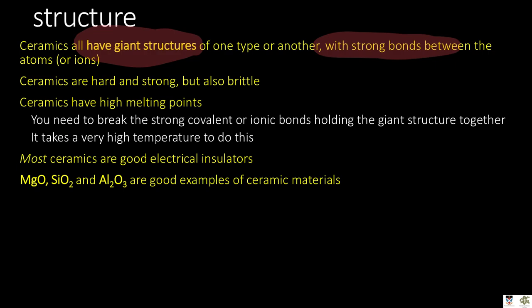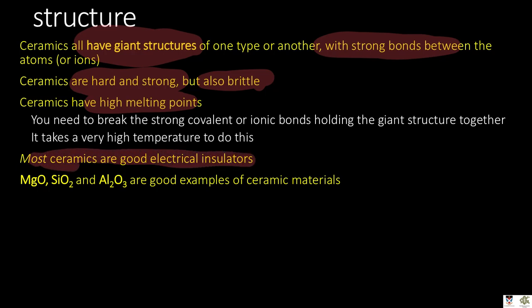If we consider a simple molecular structure like ice or iodine, we only have weak van der Waals forces between the molecules within that structure, and therefore they will boil or melt at quite low temperatures. But for giant structures, you're going to have to break strong ionic or covalent bonds. As a result of these strong bonds, all ceramics are described as hard and strong materials, but they are also brittle. And because of the strong bonds, ceramics have very high melting points. You need a lot of energy to break all of those strong bonds within the structure.